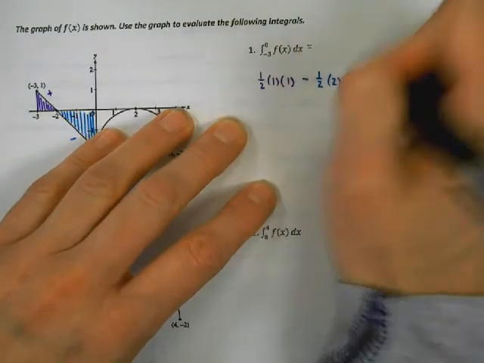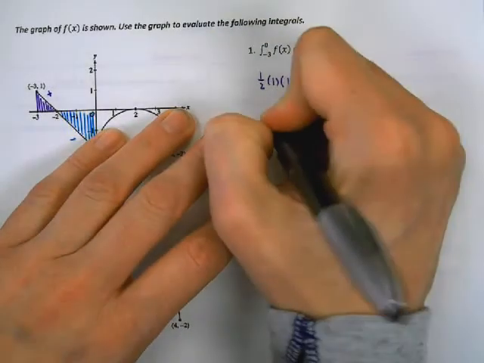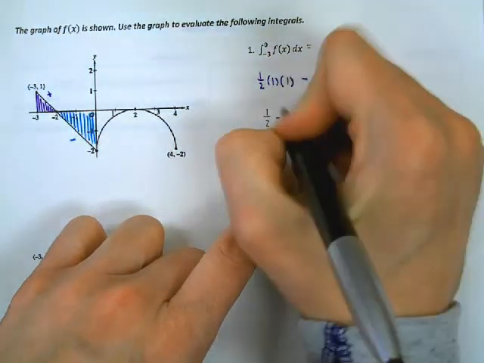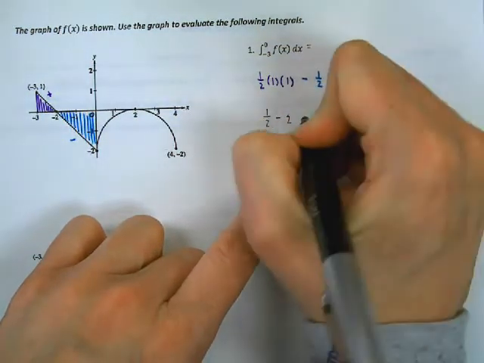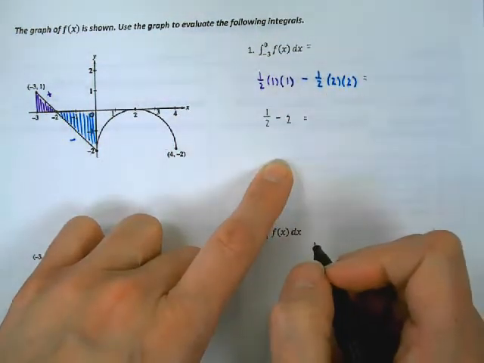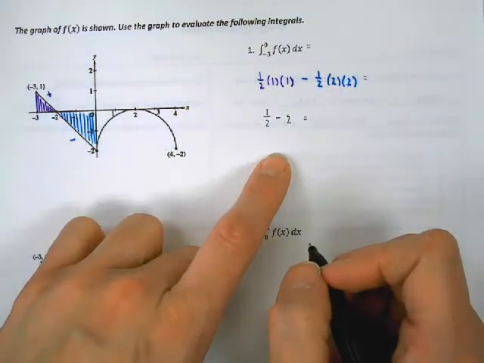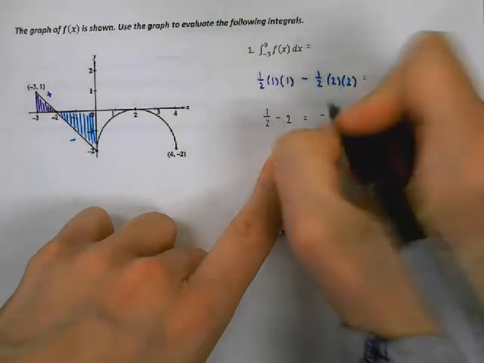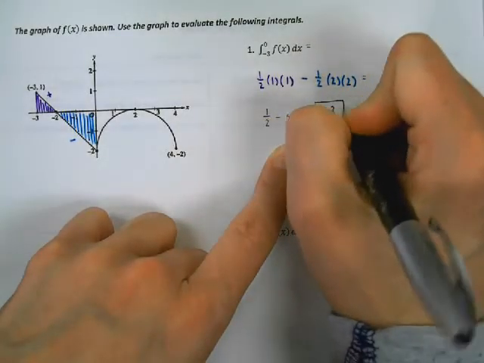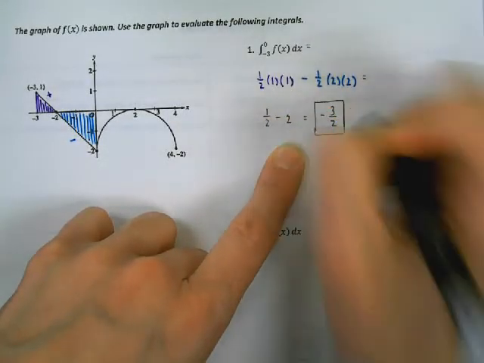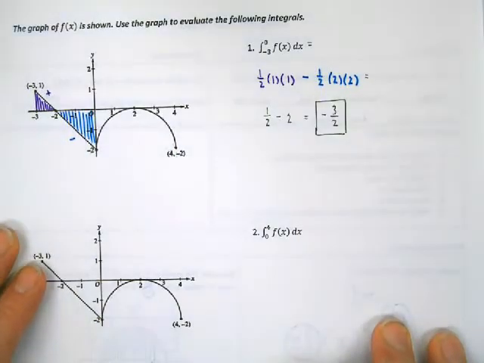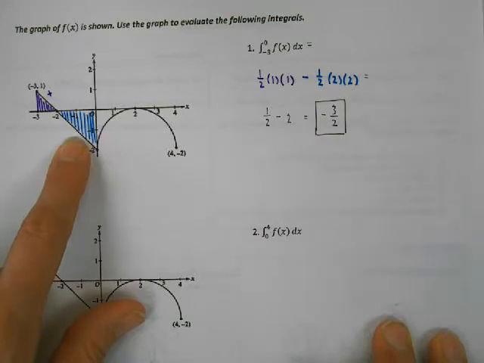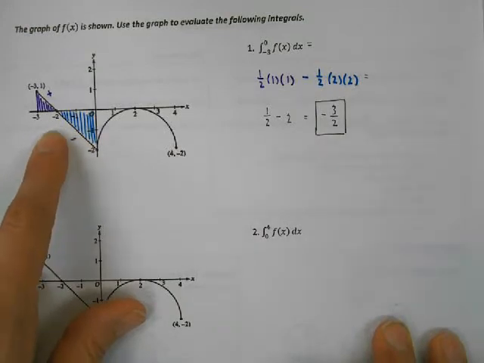So now I've got all the pieces, and we just do that calculation. I have 1/2 minus, let's see, 2 times 2 is 4, divided by 2 is 2. So I have 1/2 minus 4/2, so I have -3 over 2 for the area. And again, that negative is just telling me that there's more area below the x-axis than above, which I can see visually, so that negative area makes sense to me.